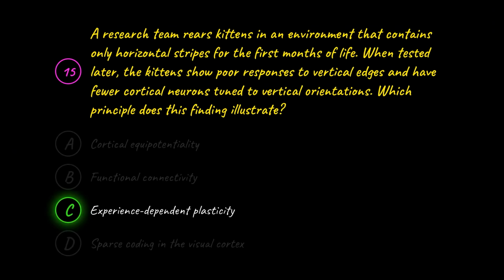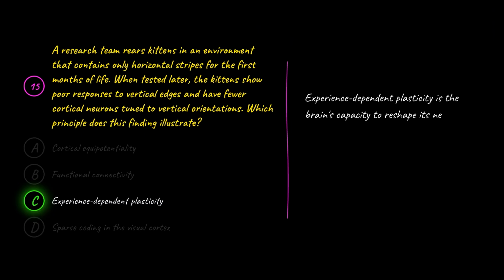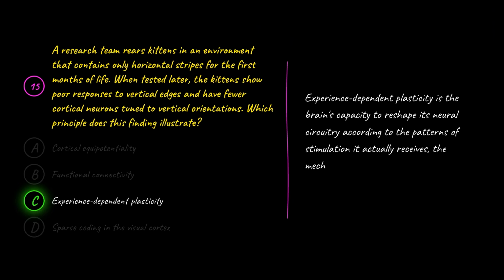The correct answer is C. Experience-dependent plasticity. C is correct because experience-dependent plasticity is the brain's capacity to reshape its neural circuitry according to the patterns of stimulation it actually receives, the mechanism behind the kitten's altered orientation tuning.